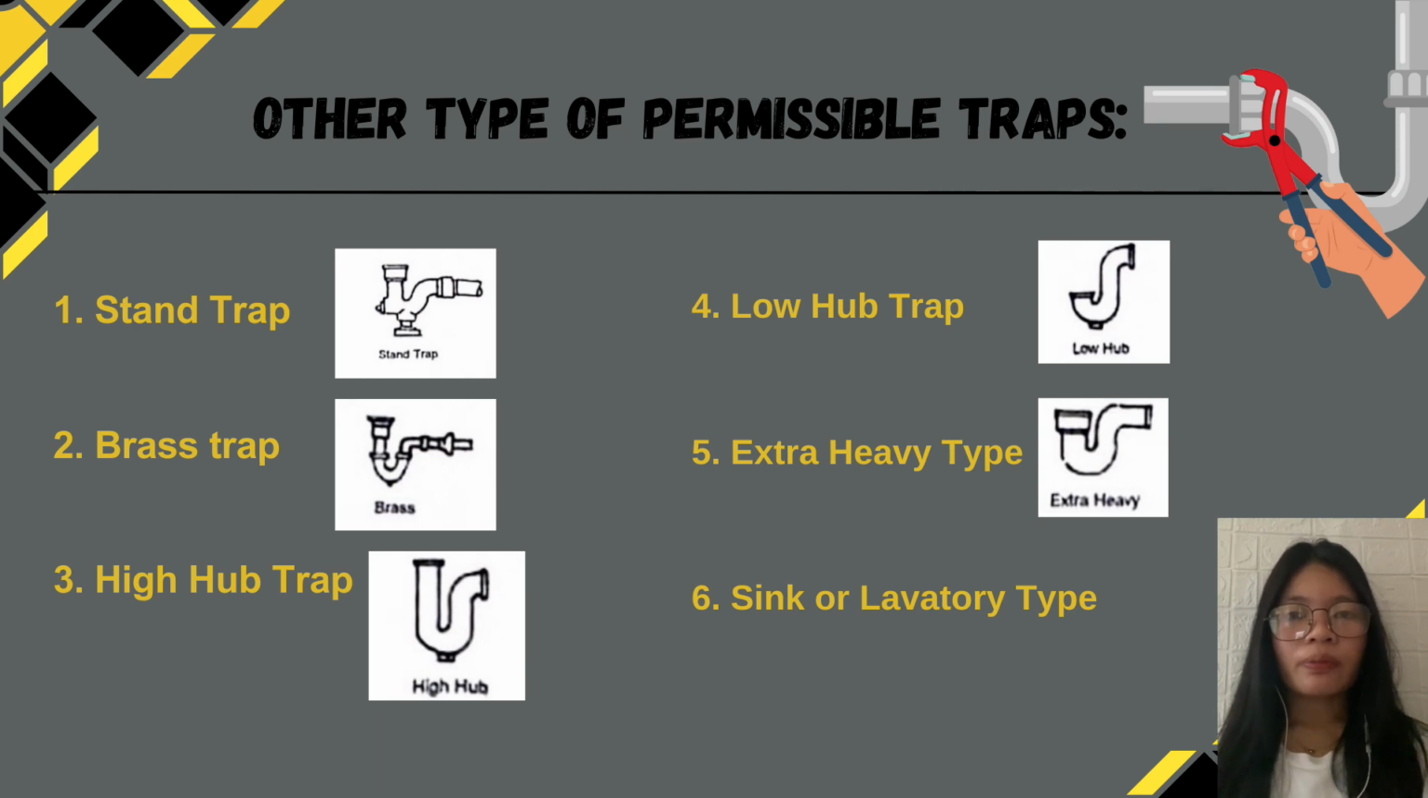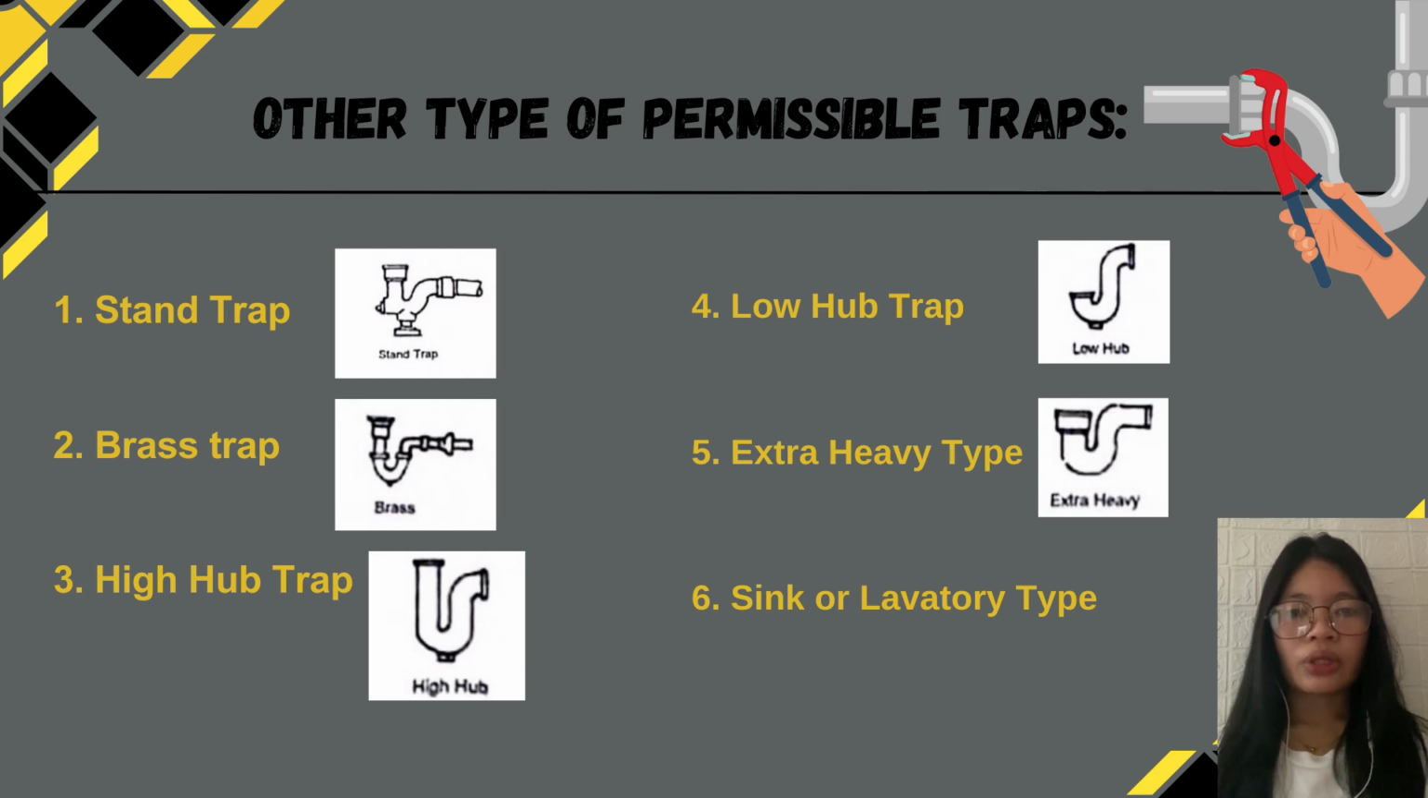The stand trap is designed for floor drains or fixtures directly connected to the floor. It typically has a vertical orientation and is used in areas like basements or utility rooms with floor drains. The brass trap is made of durable brass material resistant to corrosion. So they are reliable and commonly used where longevity and reliability are essential, such as commercial settings.